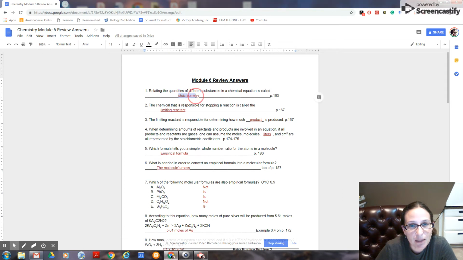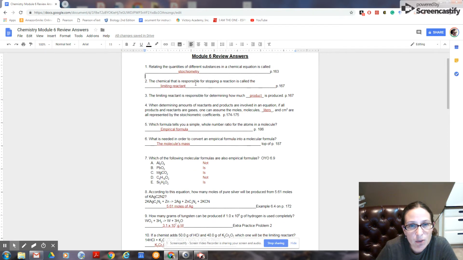Okay, number 1, your answer should have been stoichiometry. Those are the quantities, relating quantities of different substances in a chemical equation. You'd have found that on page 163. The next one is the chemical that is responsible for stopping a reaction is called the limiting reactant, and that was on page 167. Number 3, the limiting reactant that's responsible for determining how much product is produced.